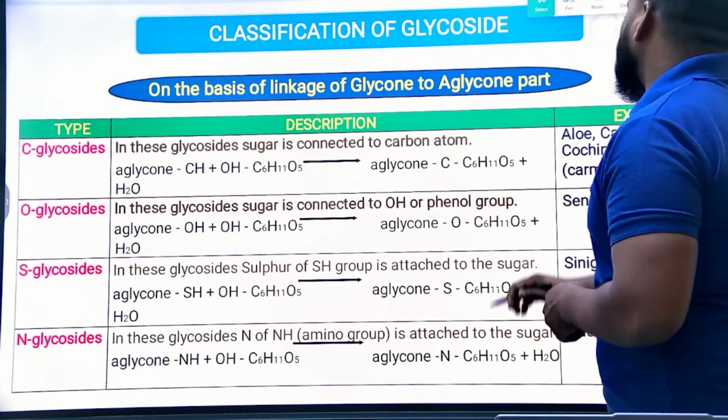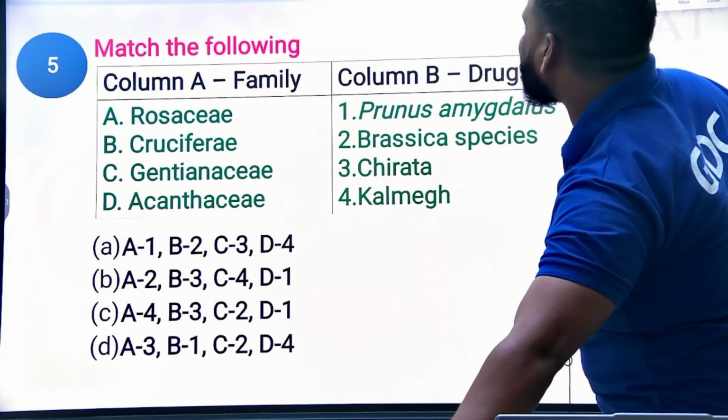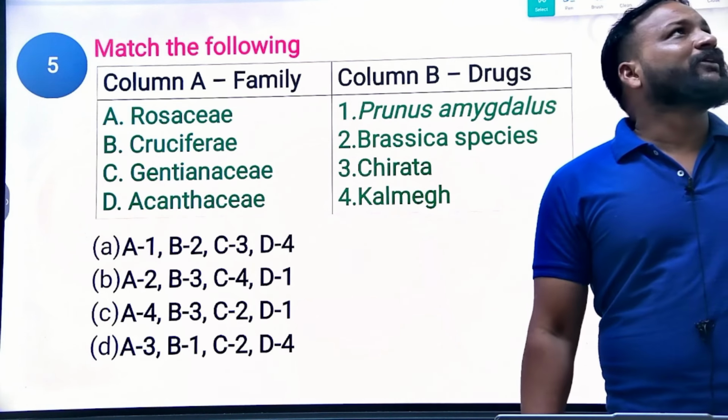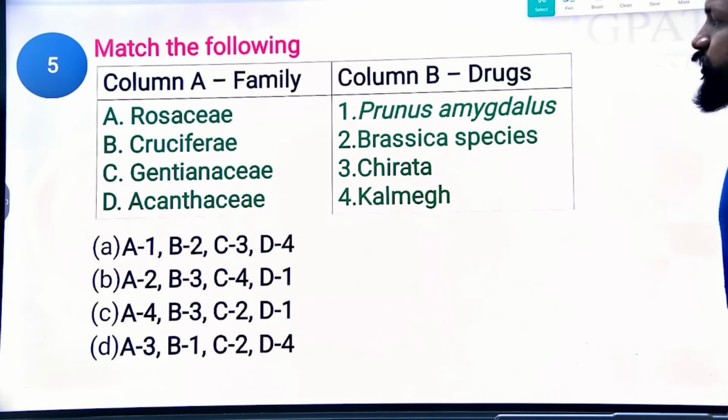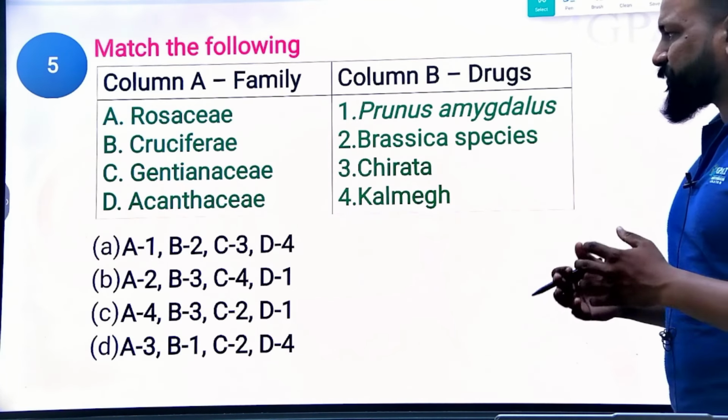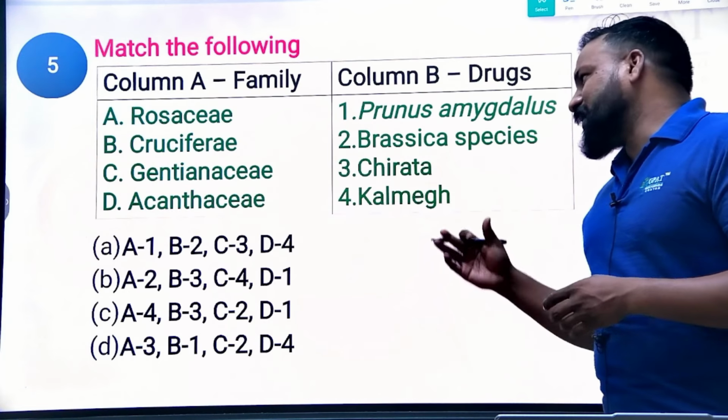Next question: match the following based on the drugs and their family. Rosaceae family, Prunus amygdalus; Cruciferae family, Brassica species; Gentianaceae family, Chirata.